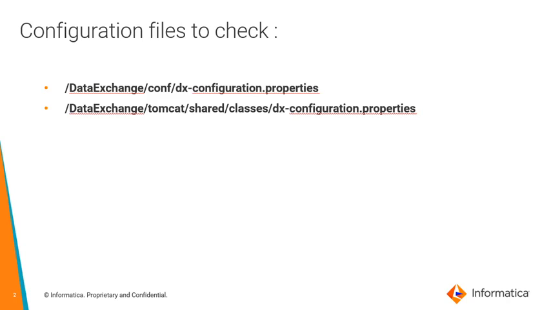So what are the configuration files that we need to check when we have to make changes in the repository DB details? The first file is the data exchange /conf/dx configuration.properties file. The second file is basically a copy of the first file and it is kept in the location Tomcat shared classes inside DX home. So these are the two files in which the changes have to be made.